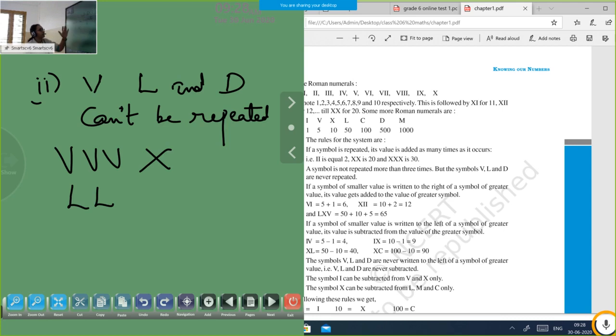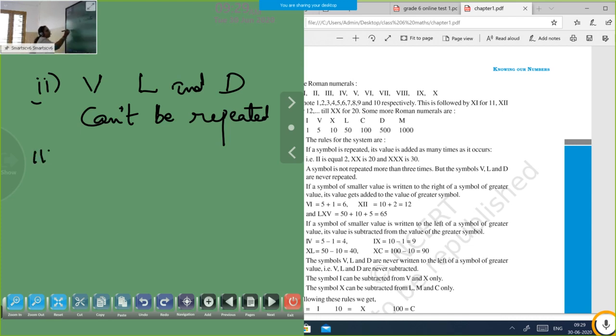We cannot repeat these numbers. We can repeat only the numbers I, X, C and M. Okay, so V, L, D can't be repeated. Remember that. We cannot repeat V, L and D. V means what? 5. L means 50 and D means 500. They cannot be repeated. Okay. So write this one. V, L and D cannot be repeated.